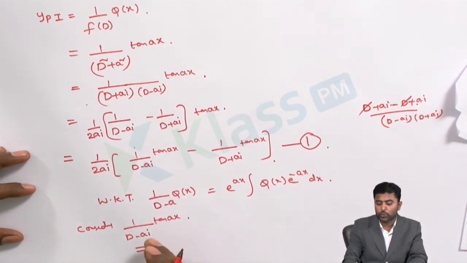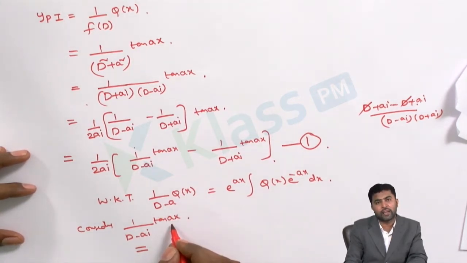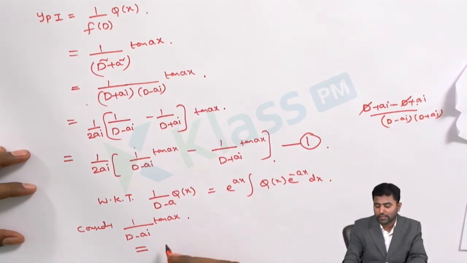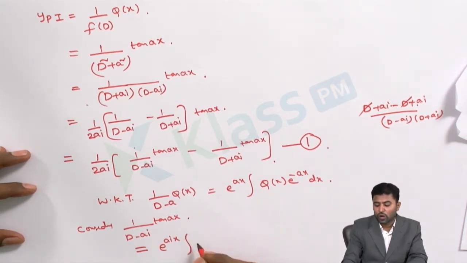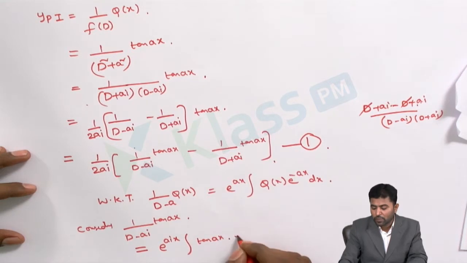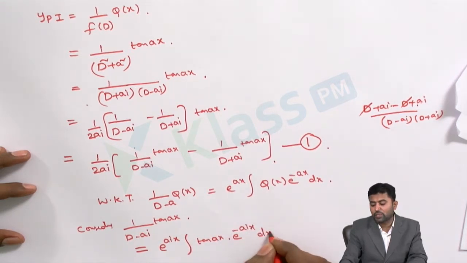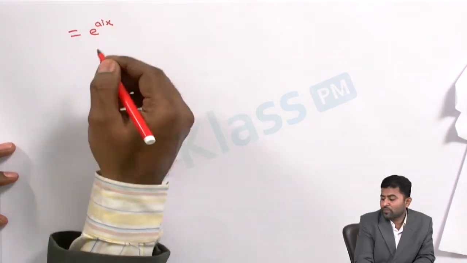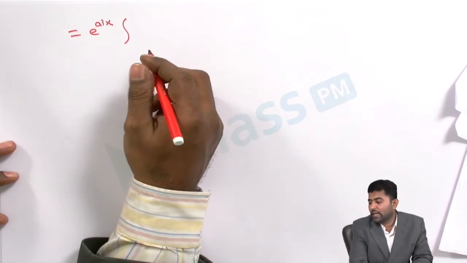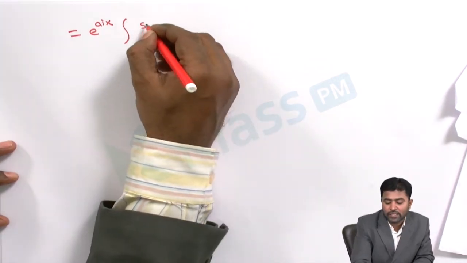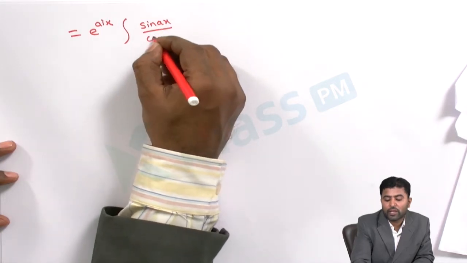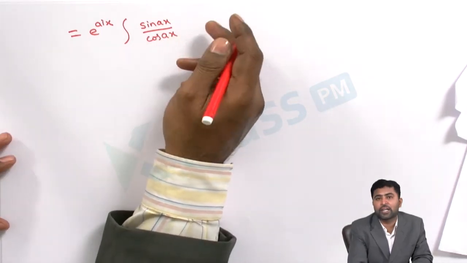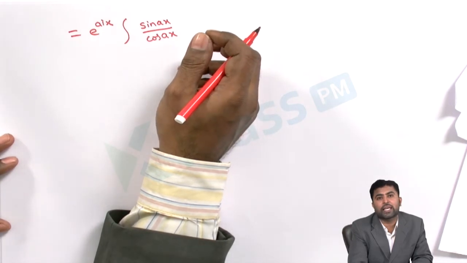Then that will be equal to, see that in the place of a you have ai, and in place of Q of x you have tan ax. So I'll replace them here and I'll get e power aix integration of tan ax e power minus aix into dx. Then I can write this as e power aix integration of tan ax, which I can write as sin ax by cos ax. If you observe, I have the other term as e power minus iax.